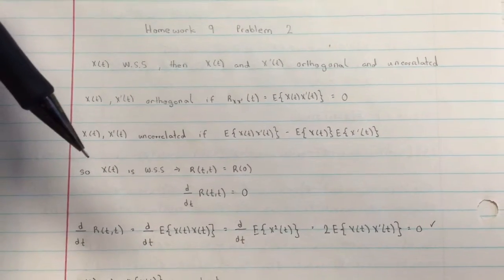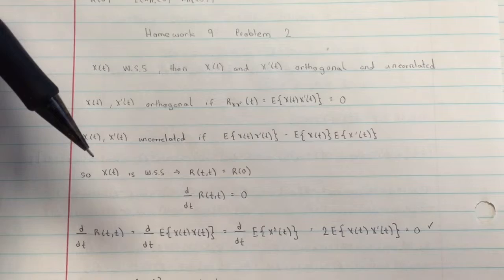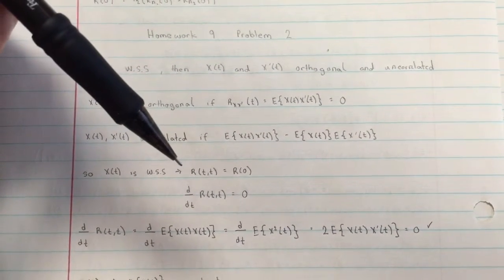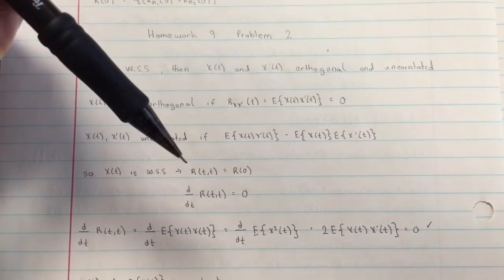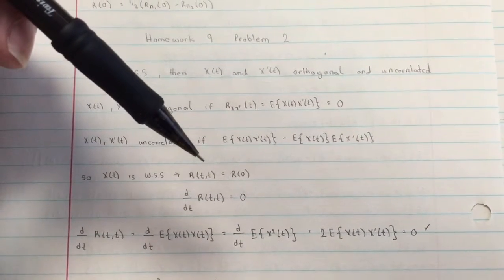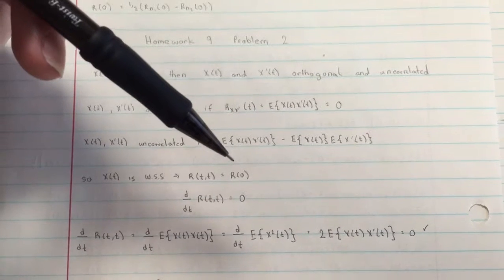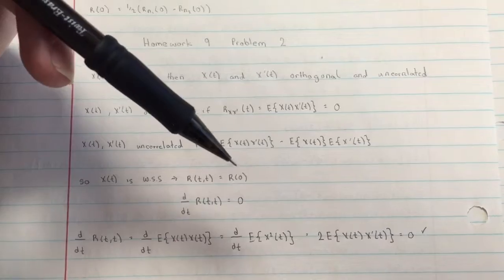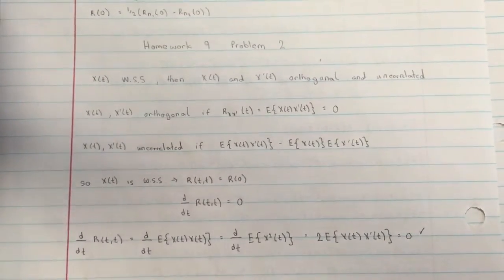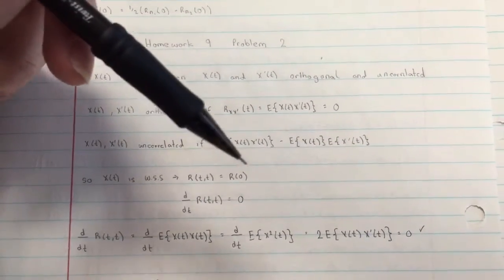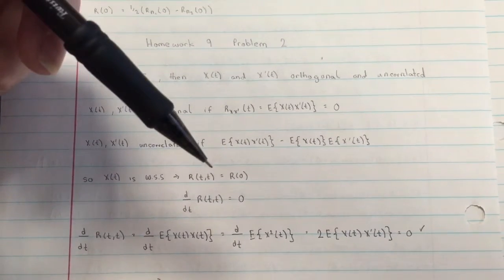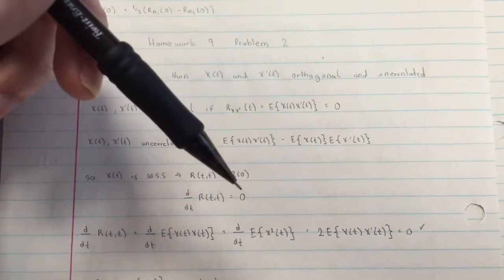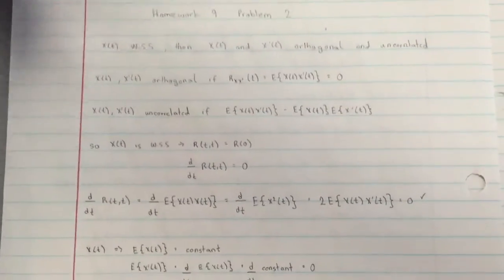And so since we know that x of t is WSS, then we know that the autocorrelation of x with itself is going to be equal to a constant, because it'll be r of t minus t, and that'll be equal to 0. So r of 0, substituting 0 for all t, will just give us a constant value for the autocorrelation. And therefore the derivative of this autocorrelation would have to be equal to 0, because the derivative of a constant is equal to 0.